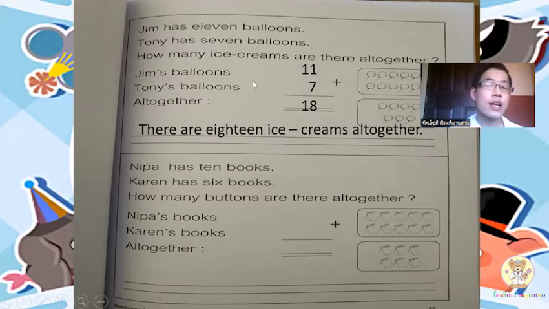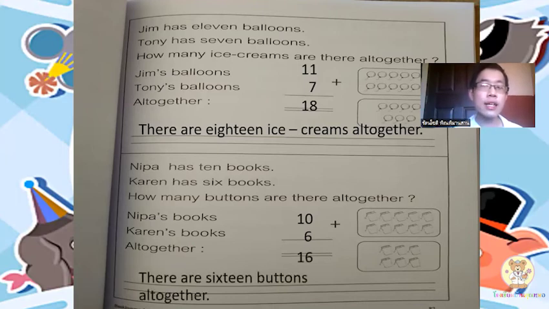Next question. Nipa has 10 books. Karen has 6 books. How many books are there altogether? Now this time, it must be the word books, not buttons. Nipa has 10 books, so we need to write 10. Nipa's books equals 10. But Karen's books equals 6, so we need to write number 6. And after that, we need to bring number 10 and 6 to sum up together. The answer is 16. And finally, we need to write the sentence like this.